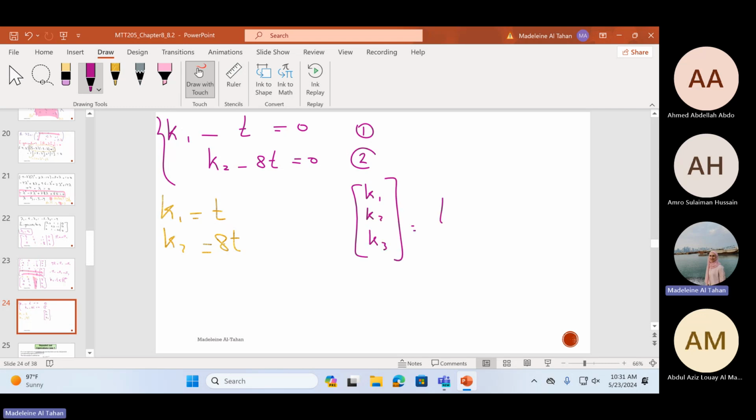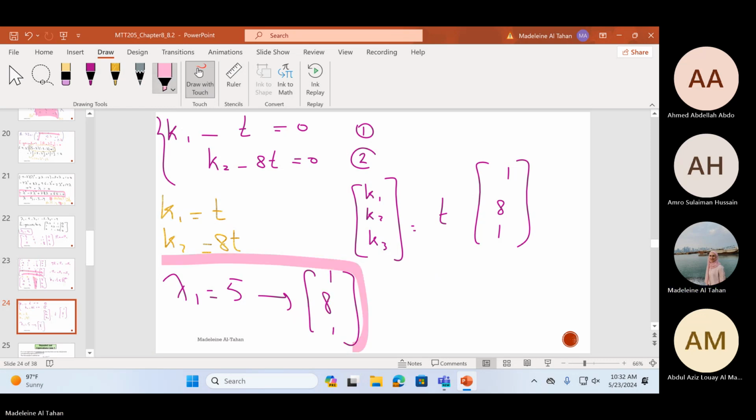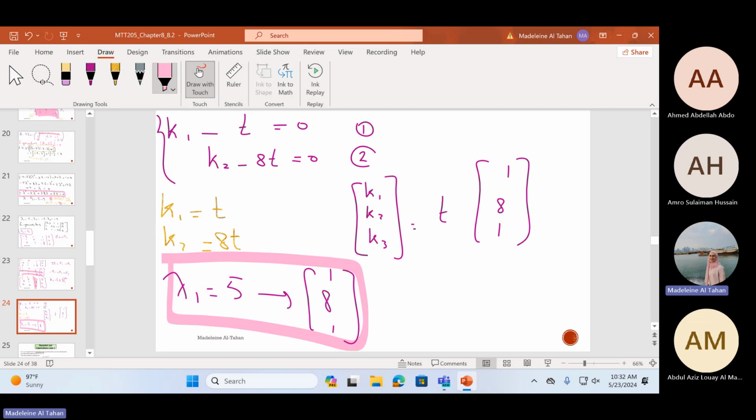We can take T in common, 1, 8, 1. So lambda 1 equals 5, it goes to 1, 8, 1. We put it in a box. We expect to have 2 more from the other 2 lambdas. Okay, miss? Is it clear? Now, what I want you to do is this part, find the eigenvector for lambda 2 and this part for lambda 3. And I'll take the answers from you. Okay, miss?